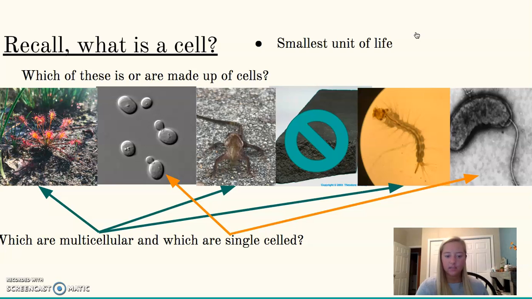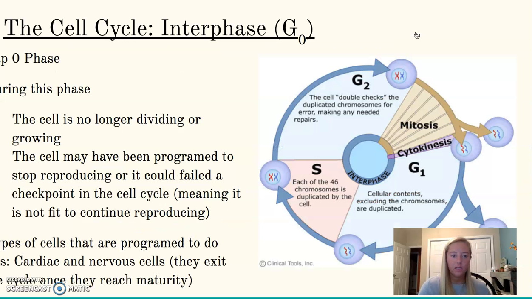And then the single-celled organisms, the very first one is a yeast cell, and it's actually budding, so it's reproducing. And then the other one is a bacteria cell with a nice flagella tail that they use for motion. And then we move into the cell cycle. So this is actually the way that a cell lives its life.